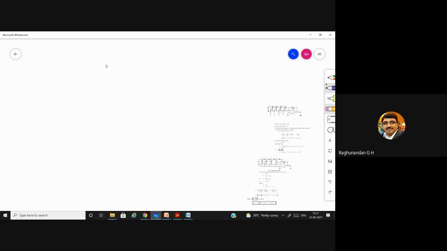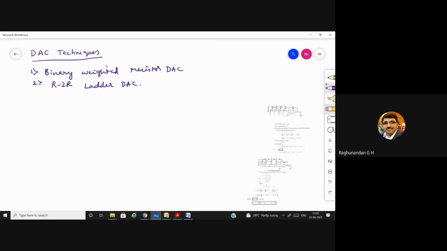Now let us discuss two types of DAC techniques. The first one is the binary weighted resistor DAC, and the second one is the R to 2R ladder DAC. So these are the two types of DAC techniques which we are going to discuss. In this, first we will discuss the binary weighted resistor DAC.